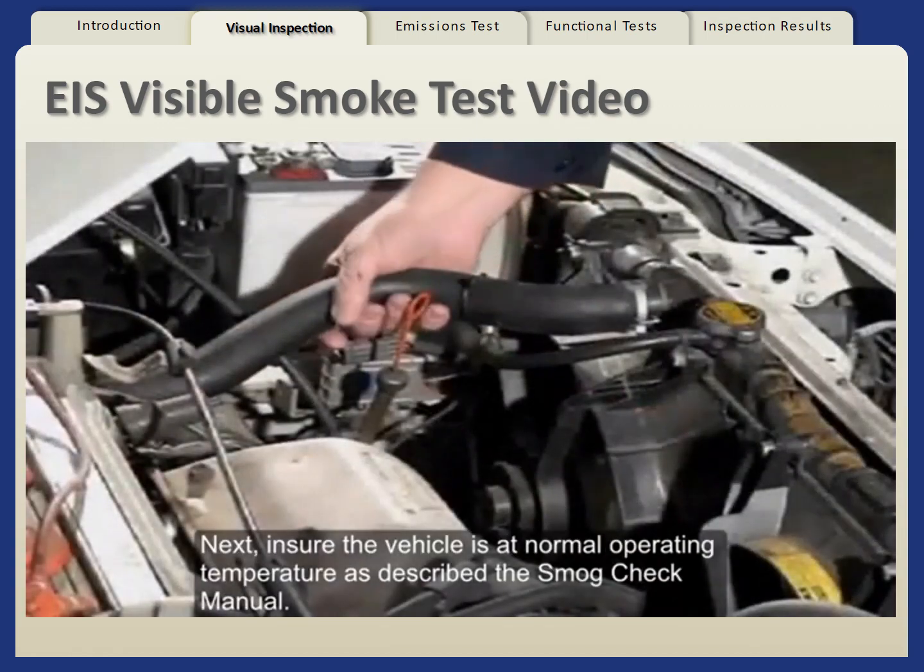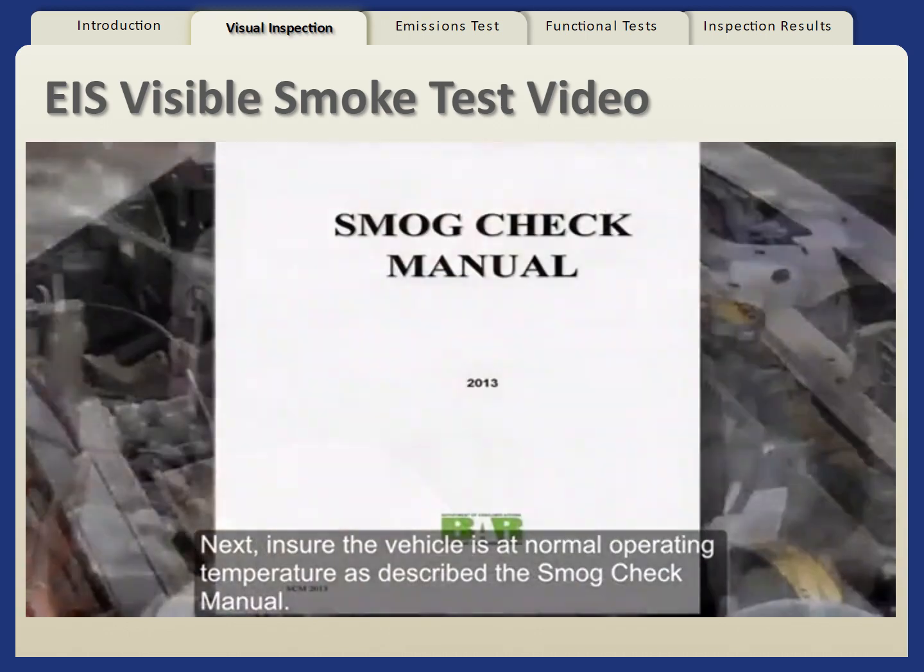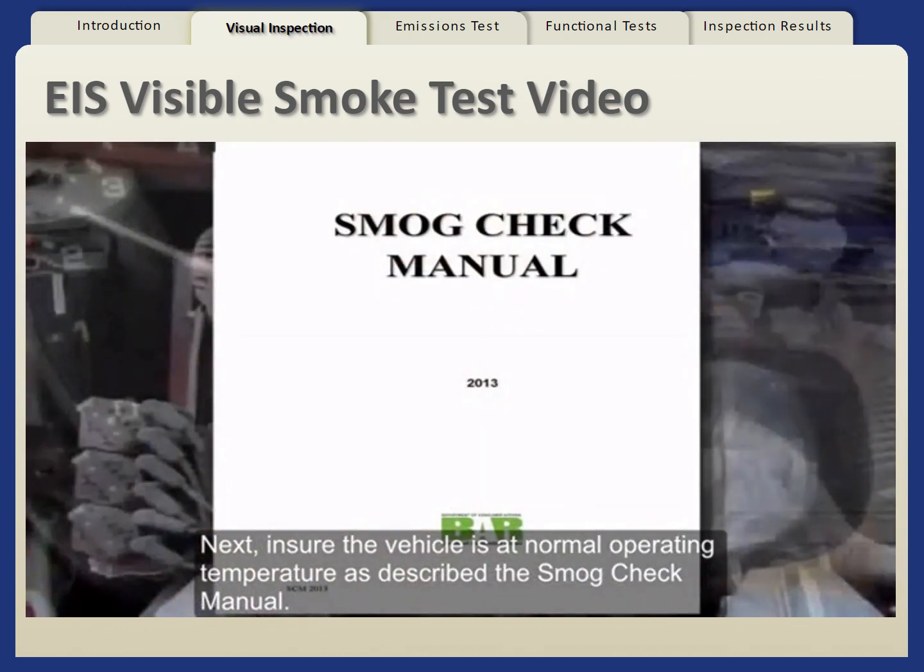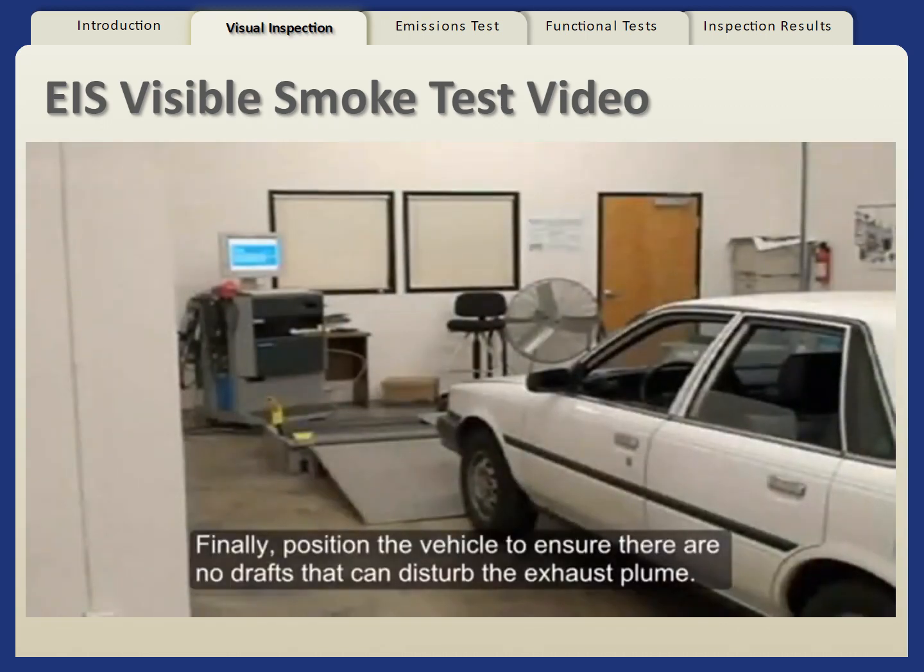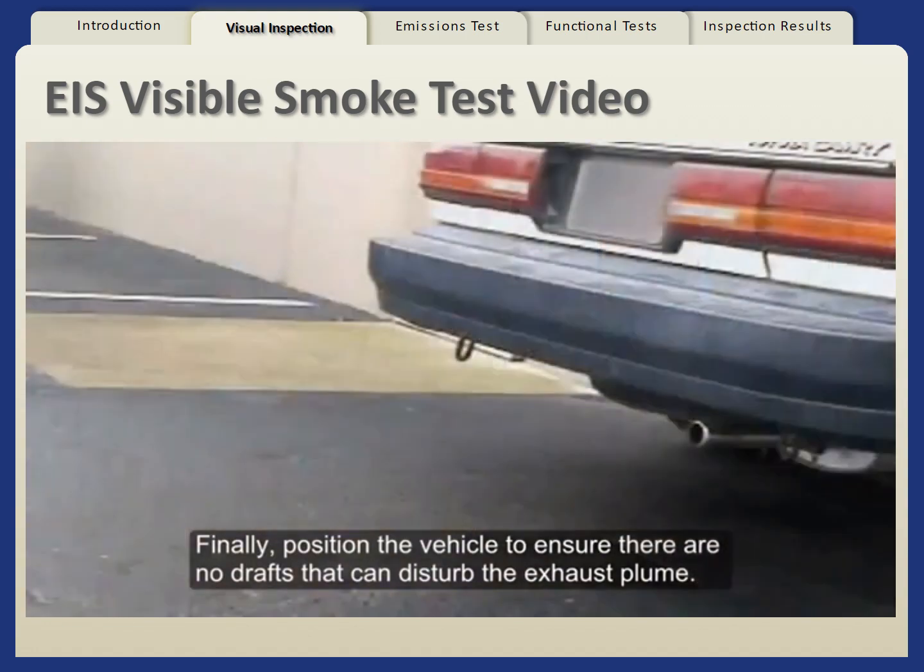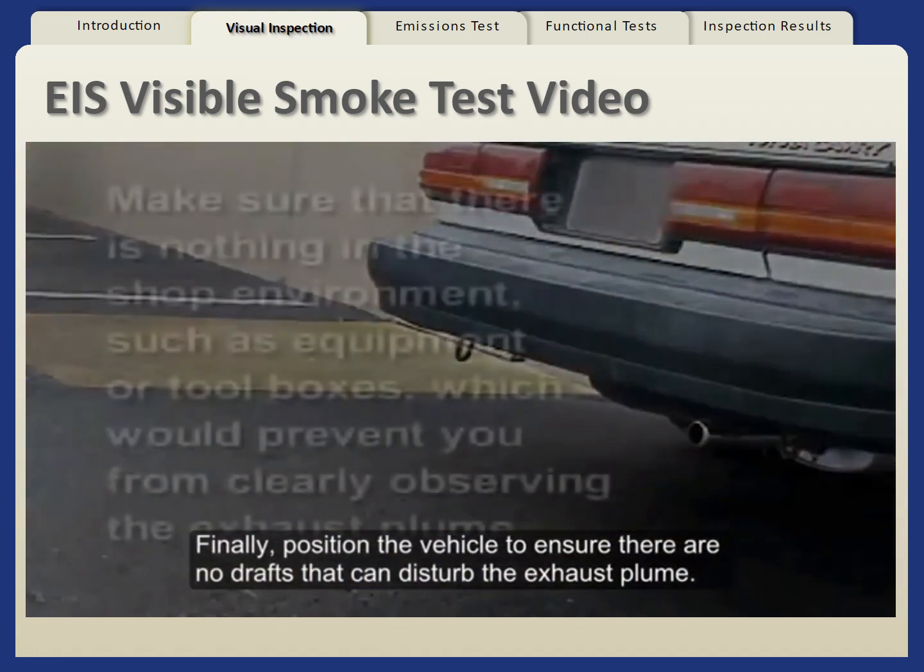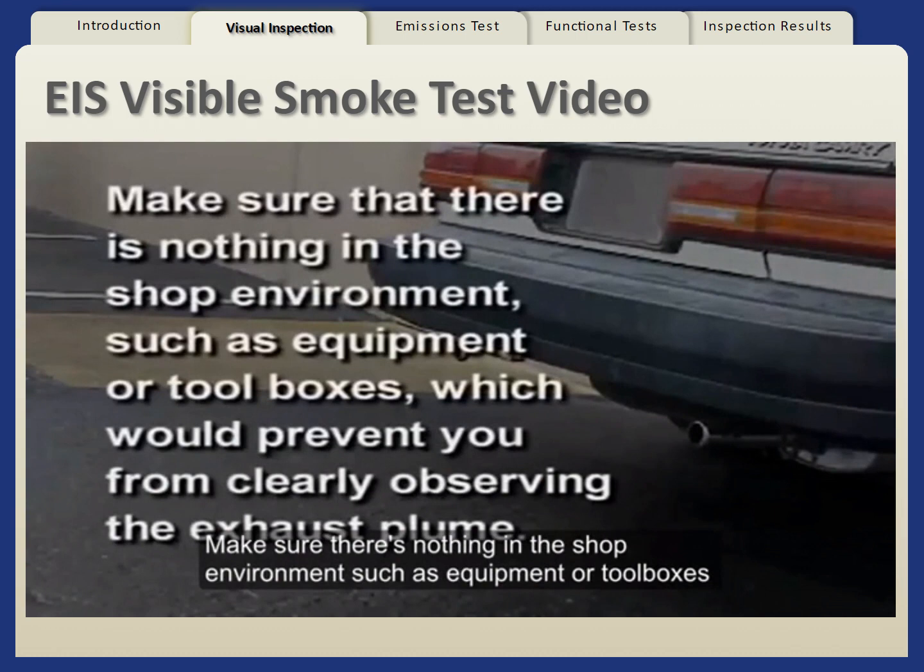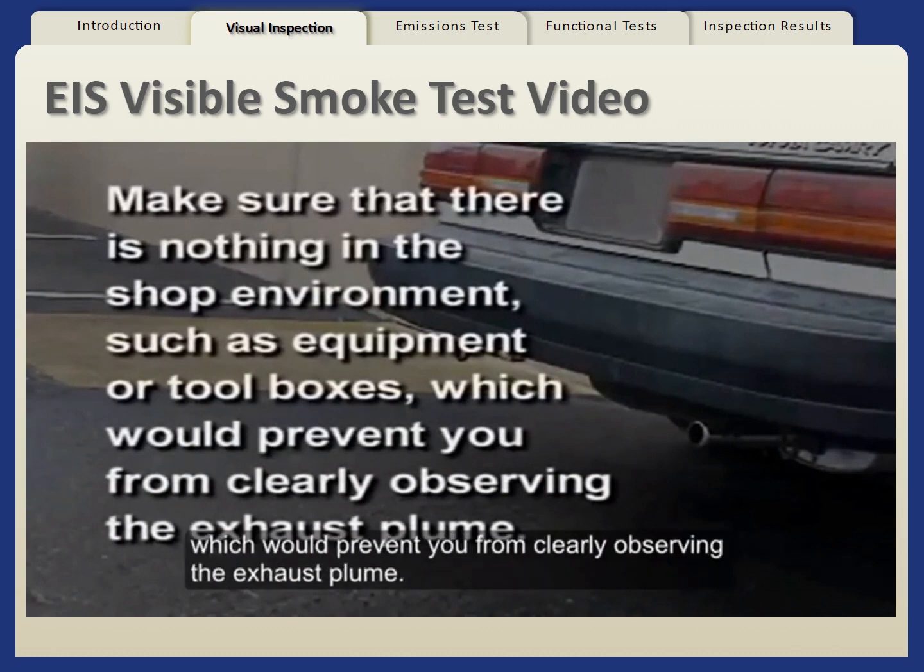Next, ensure the vehicle is at normal operating temperature as described in the Smog Check manual. Finally, position the vehicle to ensure there are no drafts that can disturb the exhaust plume. Make sure there is nothing in the shop environment, such as equipment or toolboxes, which would prevent you from clearly observing the exhaust plume.